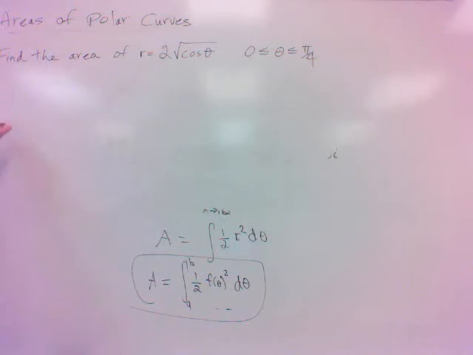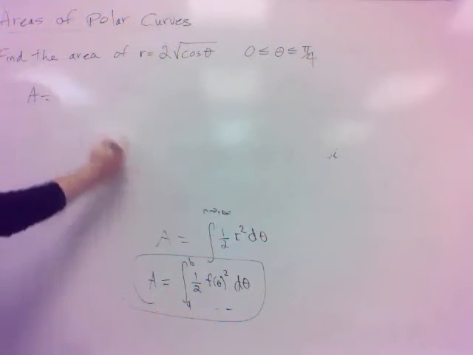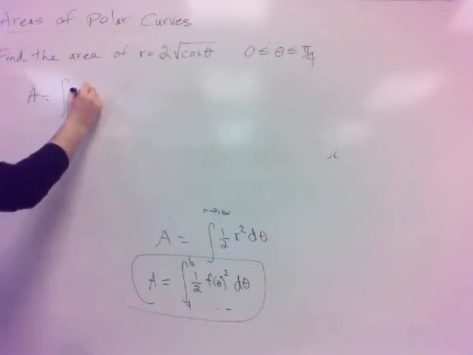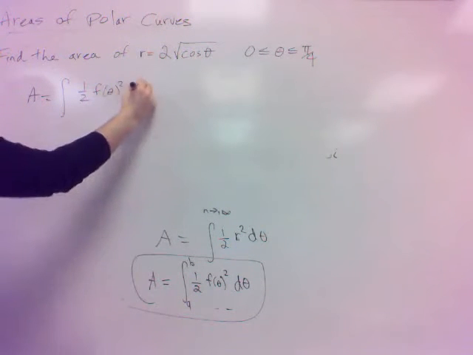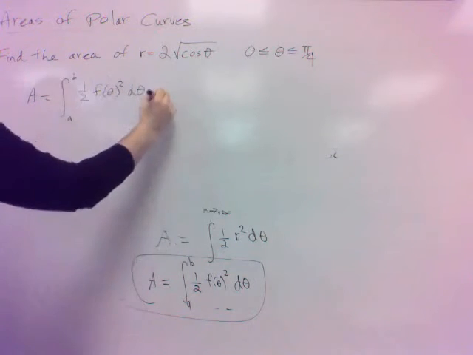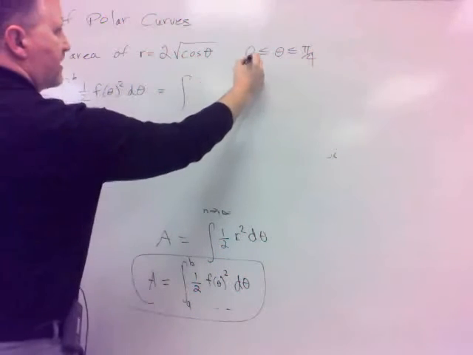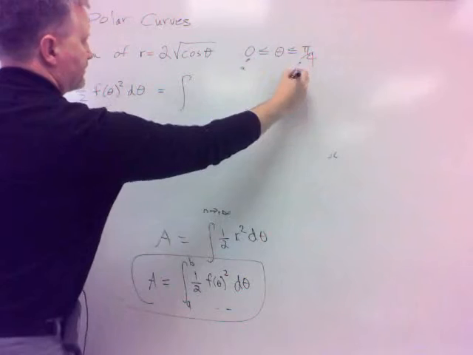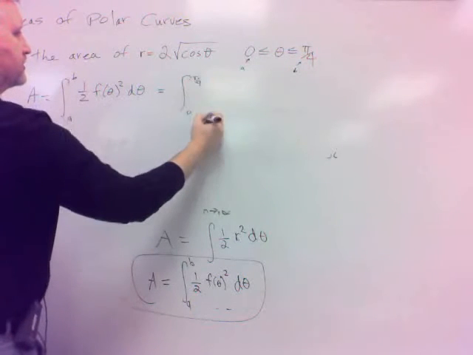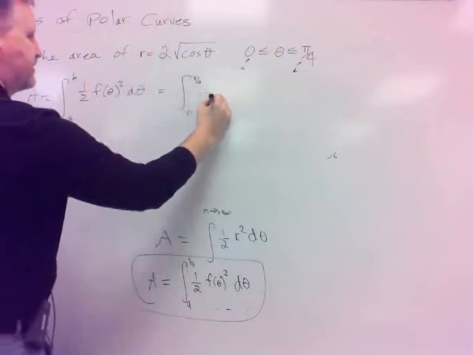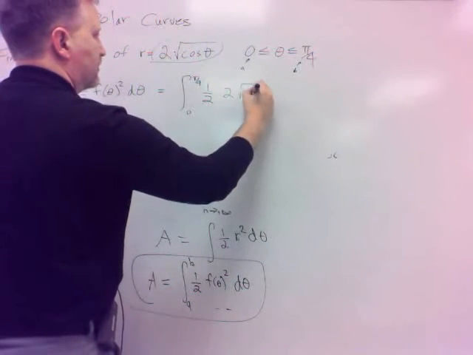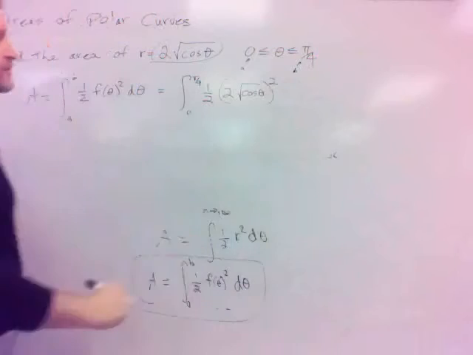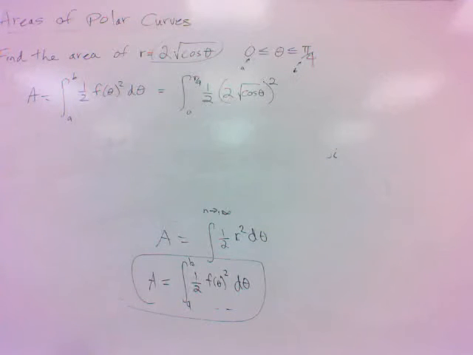Okay? Well, polar curve, the area is one integral of 1/2 f of theta squared d theta from a to b. So what is that here? It's the integral, this is my a, this is my b, 0 to pi over 4, of 1/2 times f of theta, 2 square root of cosine, so you have to square that. So it's 2 square root of cosine theta, all that squared, times d theta.